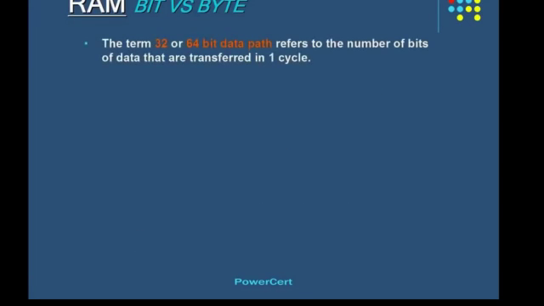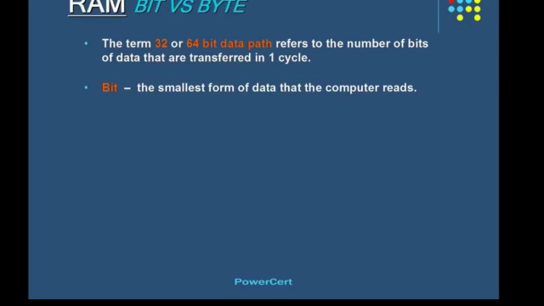Now the term 32 or 64-bit data path refers to the number of bits of data that are transferred in one cycle. The more bits that are transferred in one cycle, the faster the computer will be. A single bit, or 1 bit, of data is the smallest form of data that a computer reads, because in the computing world, a computer only understands ones and zeros, which is represented by a single bit of data.